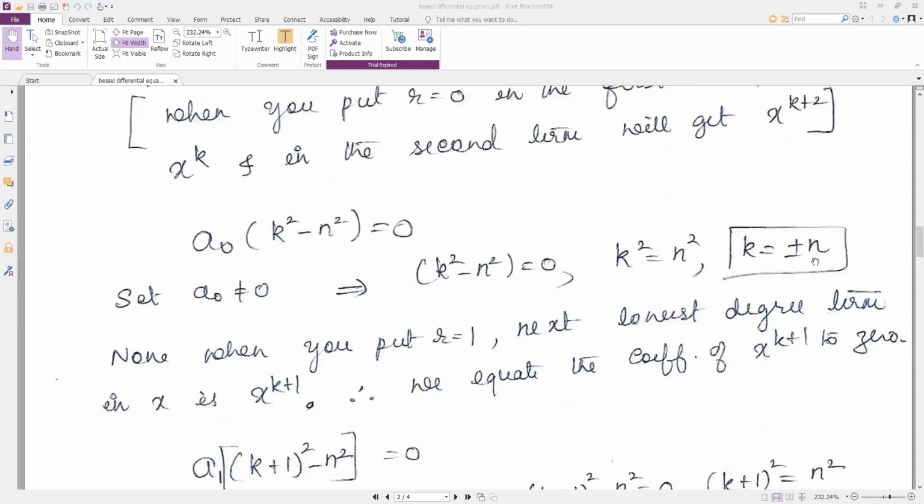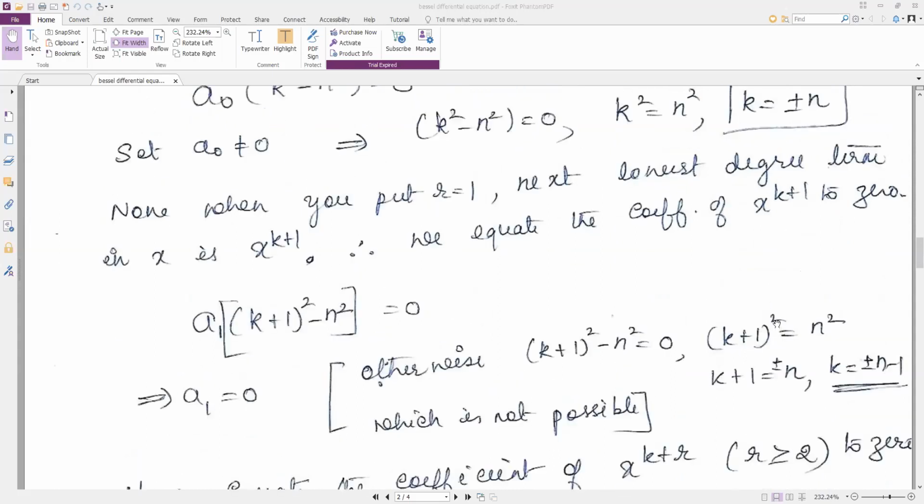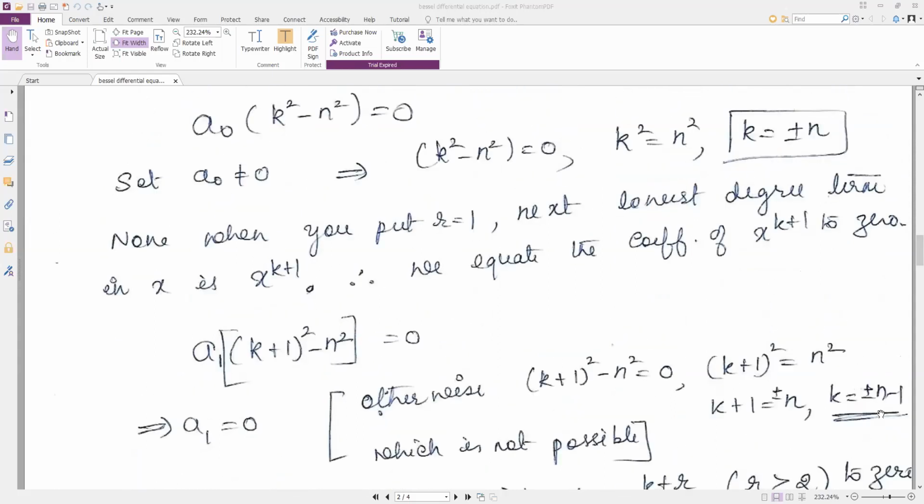Why? Because we already got the value k equal to plus or minus n, and it cannot take the other value, plus or minus n minus 1. So it should be unique. What can we conclude from this? We can conclude that a1 should always be 0, not this one. So this is not 0, only a1 will be 0. In the first we got a0 not equal to 0, and in the second lowest degree term we got a1 equal to 0.